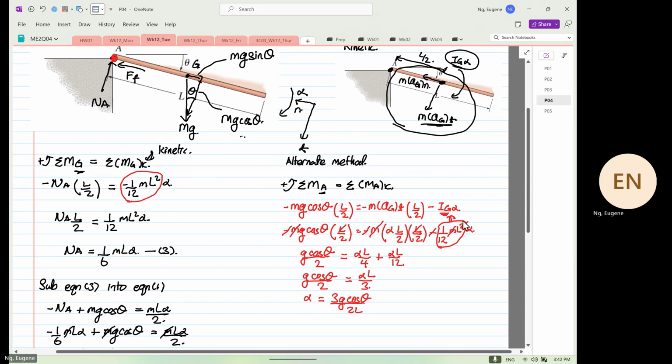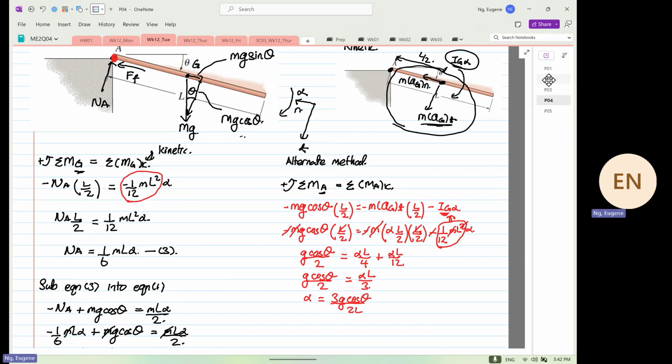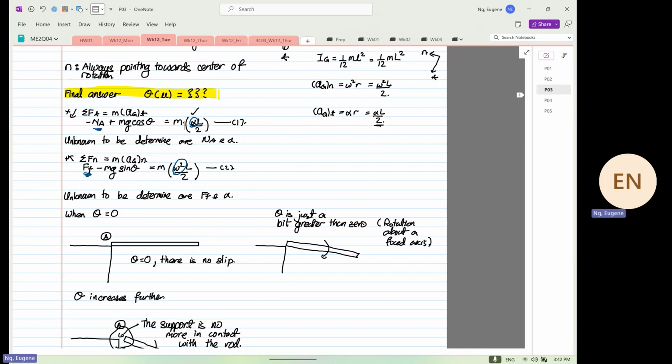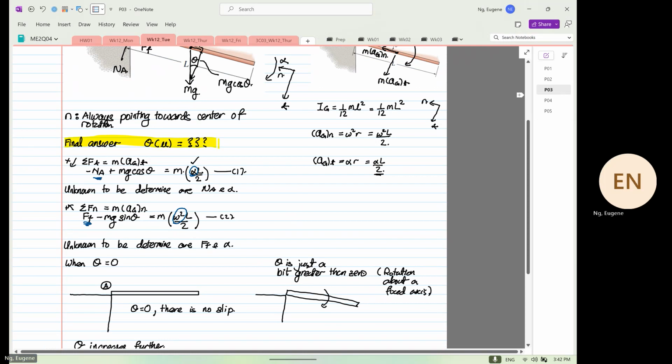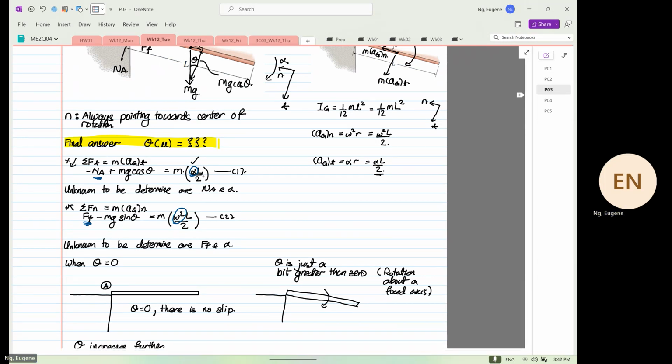So now we know alpha. Coming back to here, if we know our alpha, we can find our NA. Yes or no? Yeah, it's NA, mg cos theta. So from equation number 1.